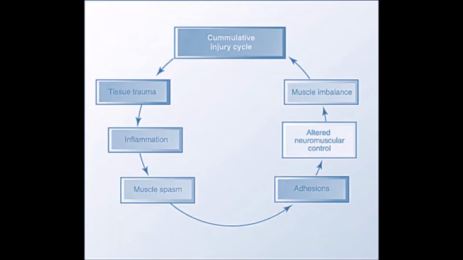The cumulative injury cycle causes decreased performance, myofascial adhesions, which further alter the length-tension relationships in joint arthrokinematics, and eventually injury. These predictable patterns of dysfunction are referred to as movement impairment syndromes.